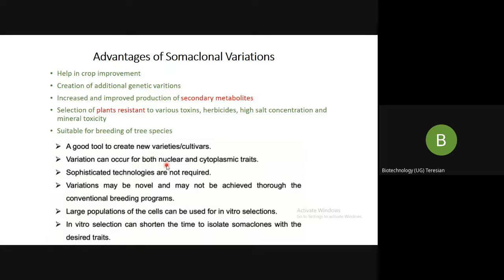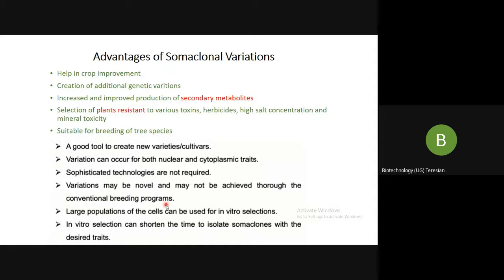Variation can occur both in the nuclear and cytoplasmic traits, as I said earlier, and sophisticated technologies are not required. Only what we use in the simple tissue culture lab is required. Nothing new. We have not introduced anything new. We are growing the plant and it is bringing about certain variation. Variation may be novel and may not be achieved through the conventional breeding program. So whatever the variation, if it is beneficial, novel, innovative, why not accept it?